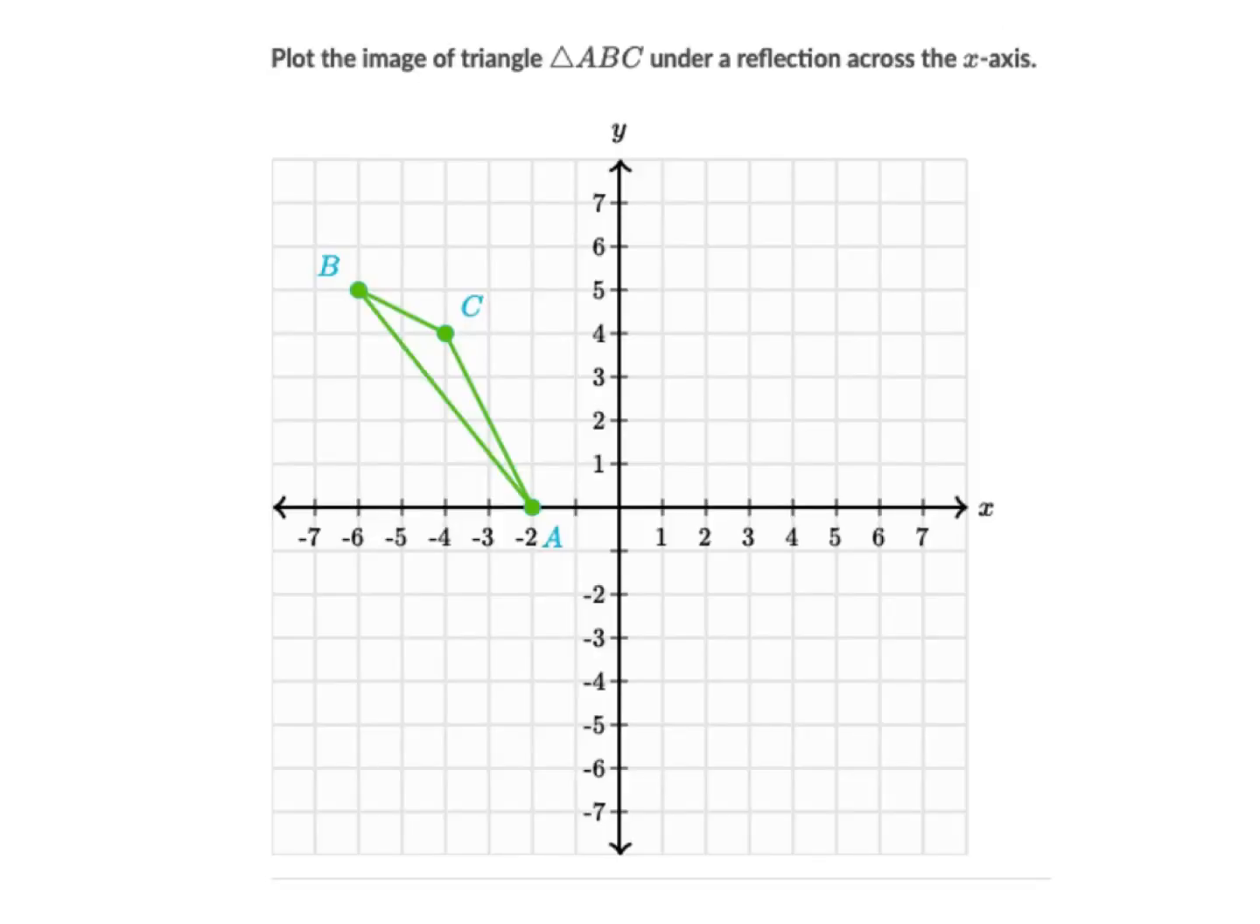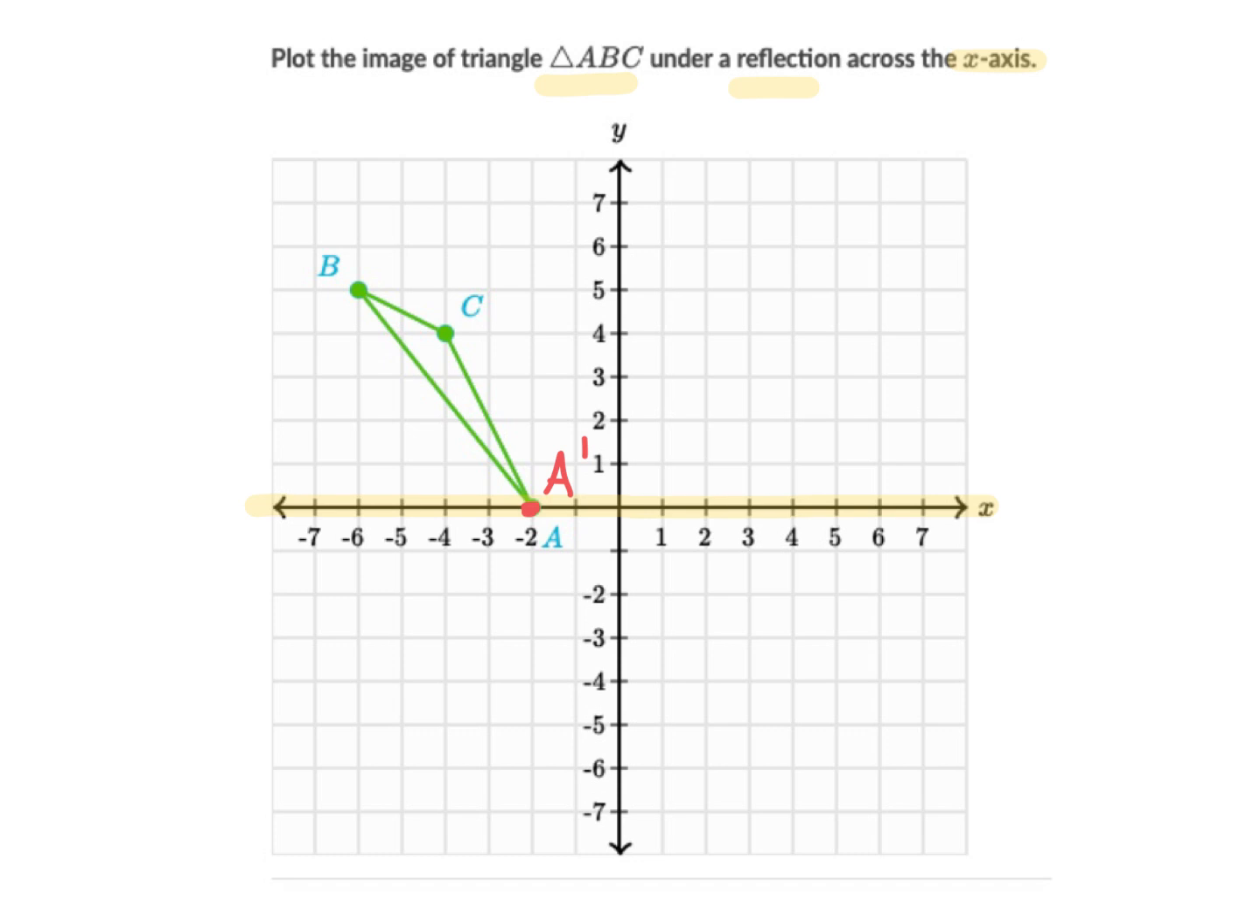For question 3, we're going to plot the image of triangle ABC under a reflection across the x-axis. So your first step would be to identify the x-axis. That's right here, the horizontal line. Now we go point by point. Our first point A is already on the x-axis. So since A is already on the x-axis, A prime would stay right there on the x-axis as well.